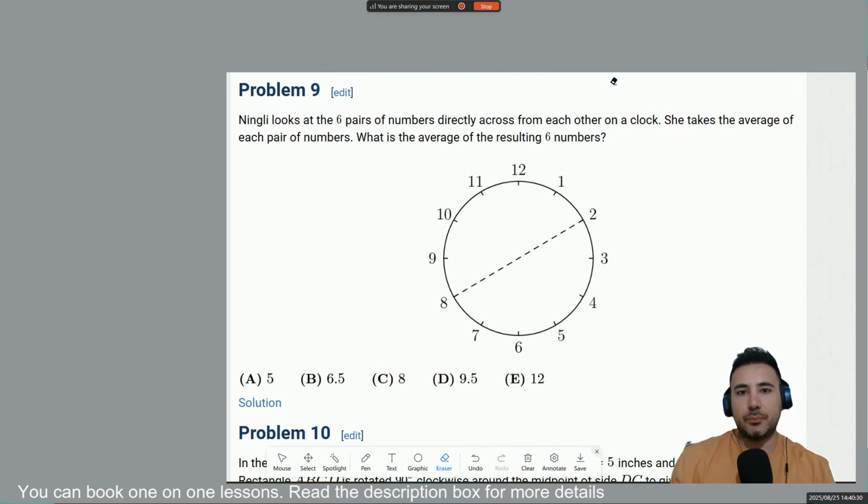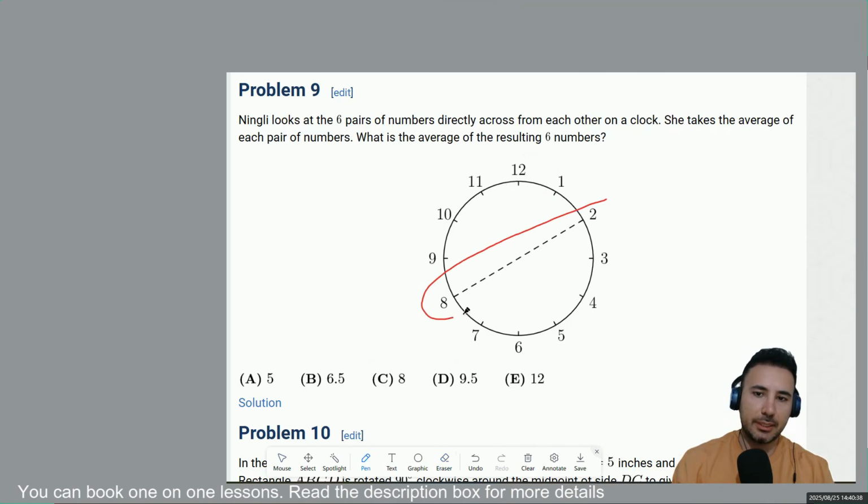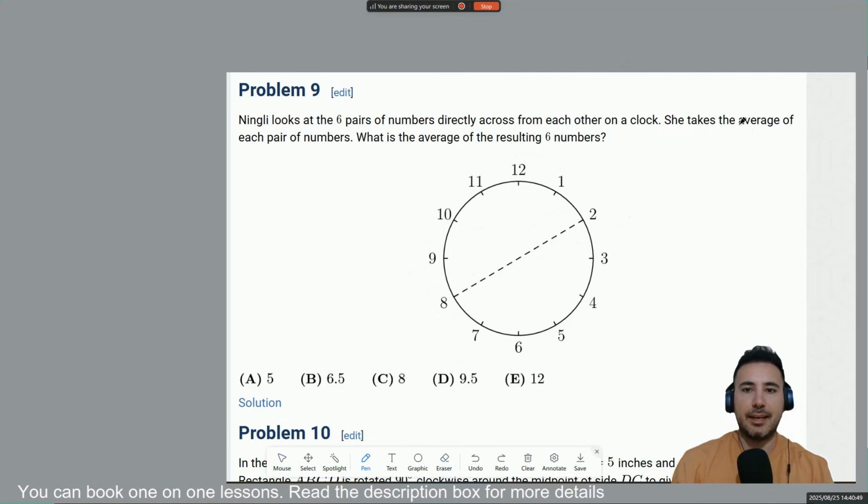So Ningli looks at the 6 pairs of numbers directly across from each other. So they gave us one example, across 2, for example, somebody cannot say 2 and 9. No, the ones that are across. So she takes the average of each pair of numbers. What is the average of the resulting 6 numbers? Okay, let's see. So for example, what is the average of these numbers? 8 plus 2, 10, divided by 2, 5. So the average of this line is a 5.